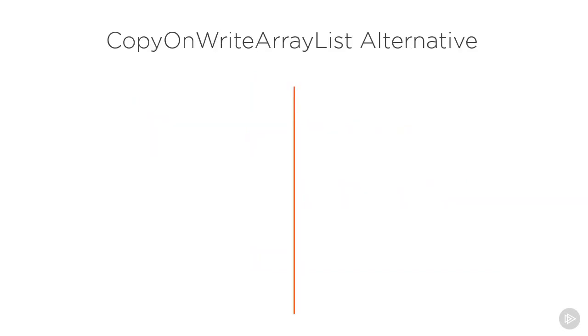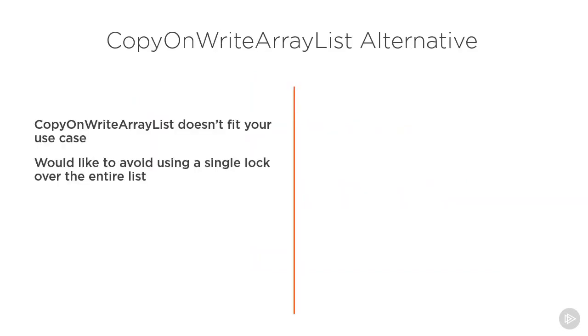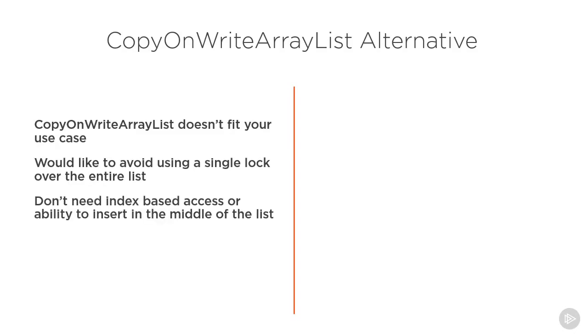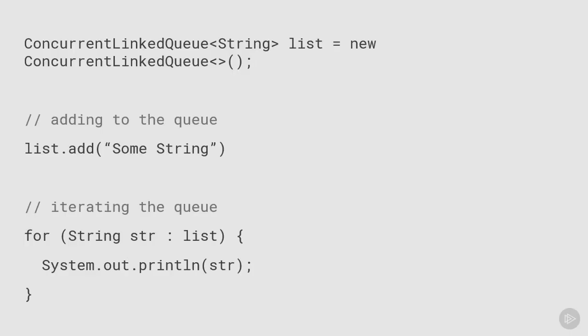If the CopyOnWriteArrayList doesn't fit your use case, you would like to avoid using a single lock over the entire list, and you don't need index-based access or the ability to add in the middle of the list, then you could look into using a concurrent linked queue instead. The concurrent linked queue uses a non-blocking compare and swap operation for adding and removing items from the collection. It also implements the Iterable interface so that you can loop over its contents with the enhanced for loop.